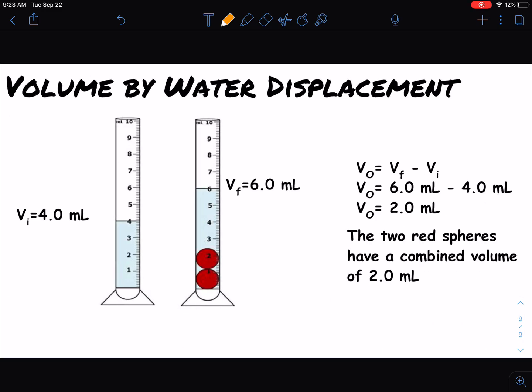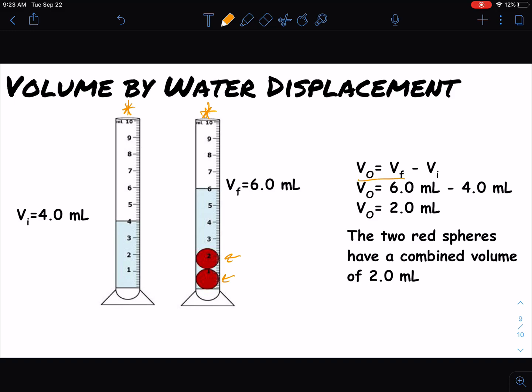An example of that is shown here. Right here, we have a graduated cylinder with nothing in it but water on the left. That water is at 4.00 milliliters. That's going to be your VI, initial volume. Then we added two, looks like rubber balls here. When you add them, the water goes up. It goes up to 6.00 milliliters over here. Or 6.0, not 00, 6.0 milliliters. That's going to be your final volume. That's your volume after adding the objects.